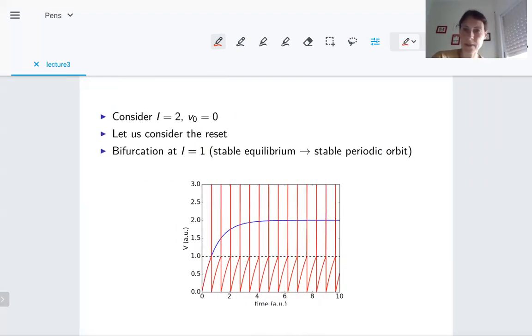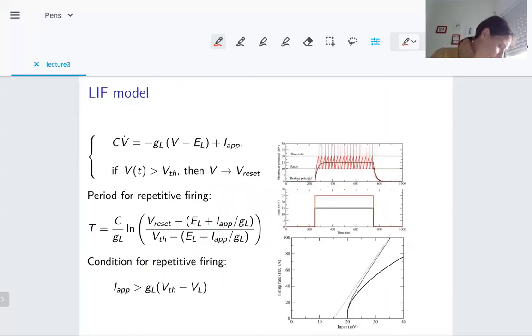like this. Notice here that we have transitioned from having just a stable equilibrium for values of voltage below the threshold to having a stable periodic orbit when the values of the voltage reach this threshold. Okay, so there's been a bifurcation. We have transitioned from a stable equilibrium to a stable periodic orbit. This is a little bit of a summary of this leaky integrate and fire model.